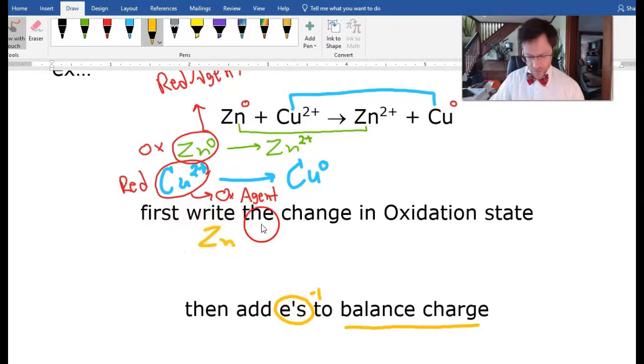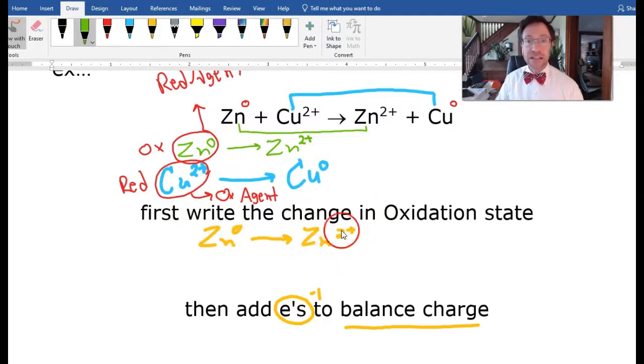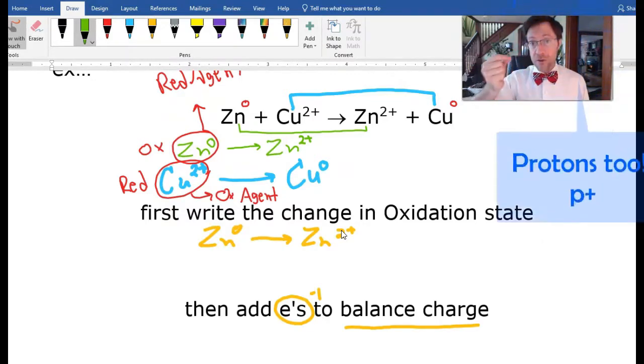Here I've got zinc. Zinc 0 is going to turn into zinc 2 plus. So the question is, what side do we have to add electrons to make the charge on each side equal? Because remember, we have to honor conservation of charge. That was in the very first day of the notes, way up top there. Because charge comes from particles, from electrons, and they don't magically appear or disappear.